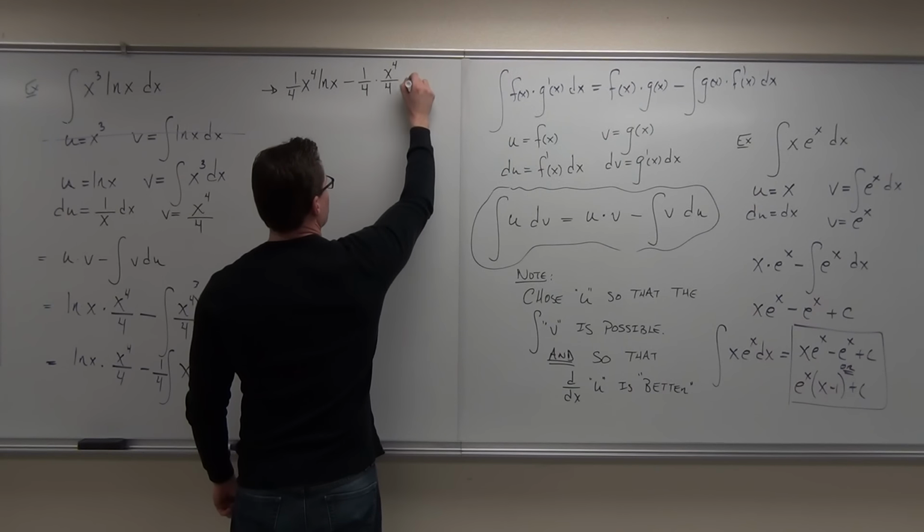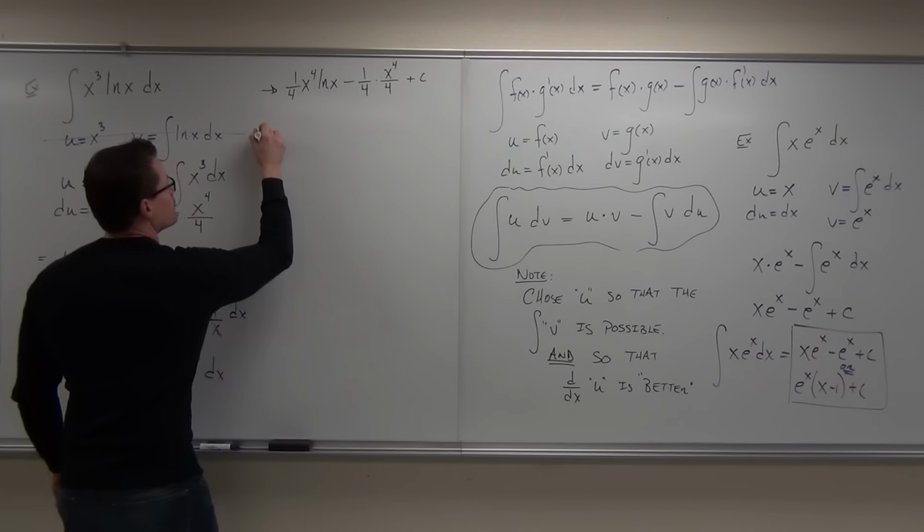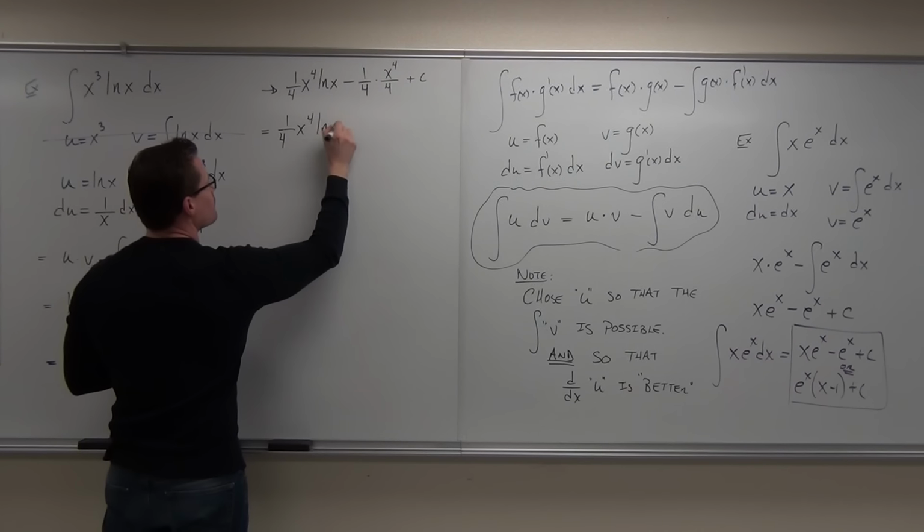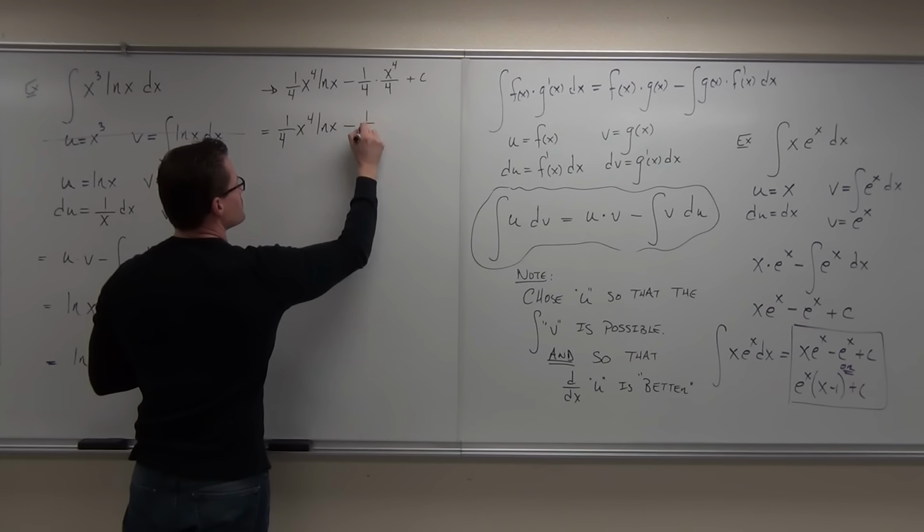Now is where you put your plus c. Is the plus c important? Yes. So don't forget it, okay? So don't do all this work and then go, I'm done. No, you're not done. Put the plus c. So 1/4 x to the fourth ln x, no problem, minus 1/16. See where that comes from? Yes, everybody? x to the fourth.